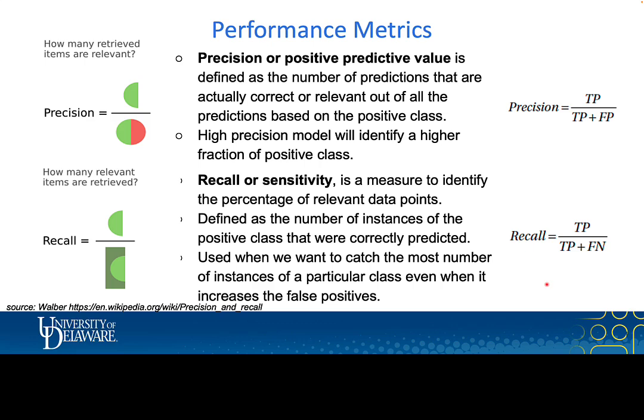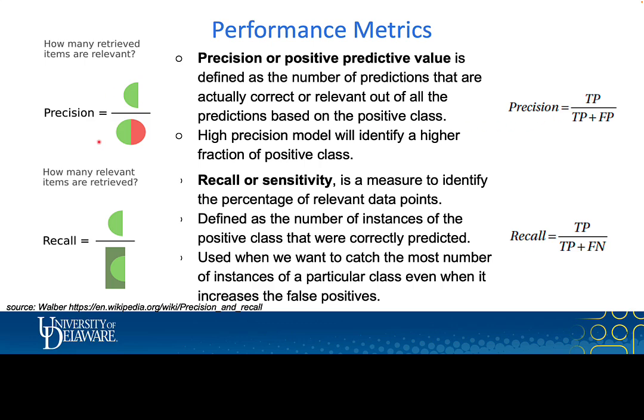Let's start with precision, also called positive predictive value. It is defined as the number of predictions that are actually correct or relevant out of all predictions based on the positive class. So it is the true positives over the true positives plus false positives. These are the positives that have been predicted but are not. And if we don't have false positives, the precision will be 1.